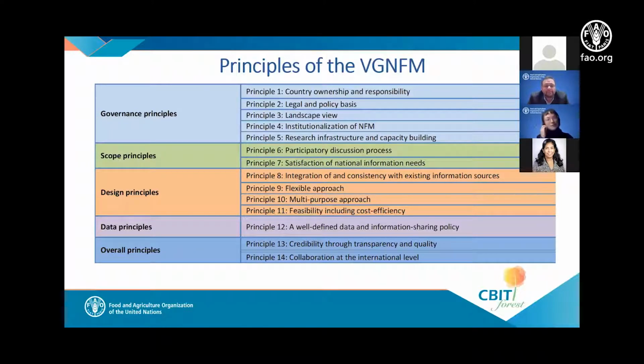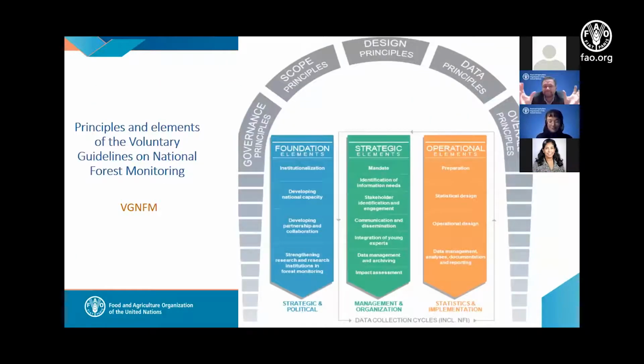At the end, we arrived at these 14 principles that we grouped in 5 different categories, just in order to group them somehow. We added governance principles, scope principles, design, data, and overall. That means they have different contexts. Each principle is related to different specific elements in the guidance, and they are the basis or the foundation for the definition of the guidance. Without having the principles clear, it was not possible to define the technical guidance and good practices. You first have to have this framework in order to come to the guidance and the good practices.